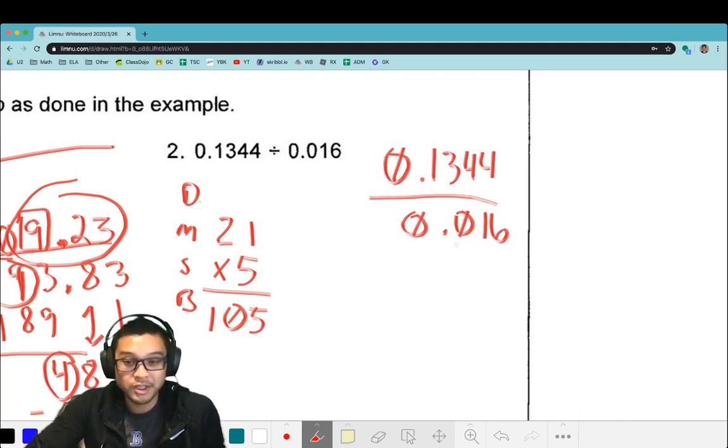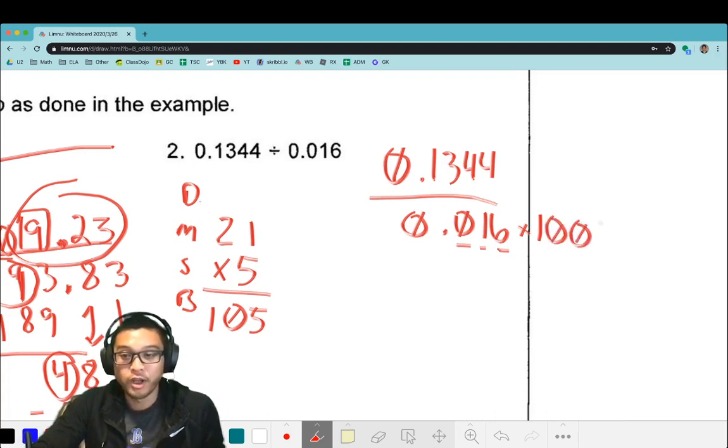So notice we need to move the decimal point 3 times to the right. So we're not going to multiply times 10. That's not going to be enough. We're going to multiply times not even 100. We're going to multiply times 1,000. 1,000 has 3 zeros, so that means we're going to move this decimal point 3 times over right here. And so we get a whole number. We get 16 on the bottom.